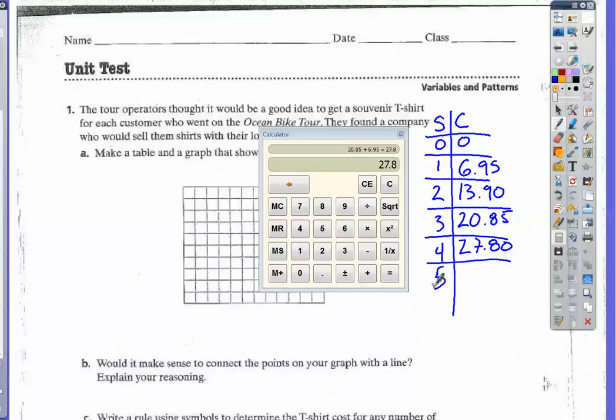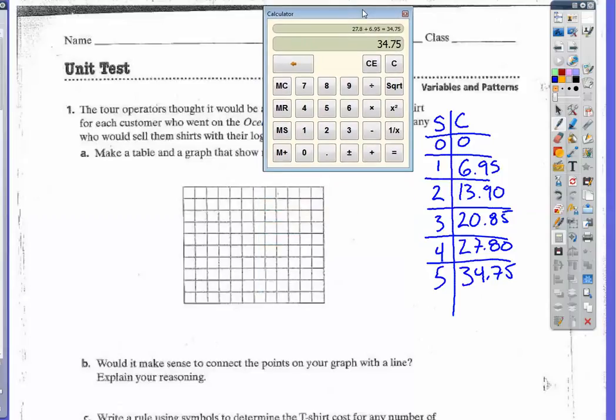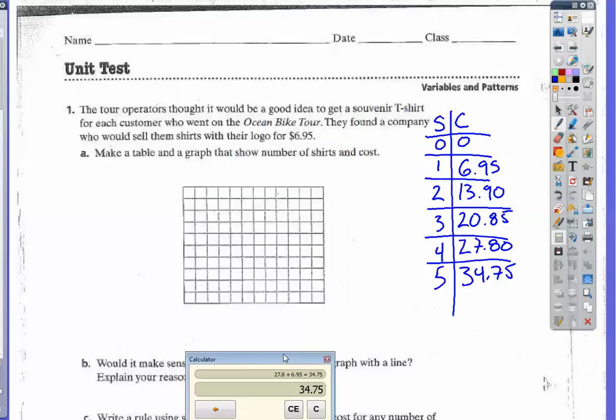and so I'm going to stop after 5 shirts plus $6.95. Now, would it have been appropriate to count by, say, tens? Yeah, that may make sense too, but it doesn't specify. So in this case, I'm just counting by ones. So that's $34.75.